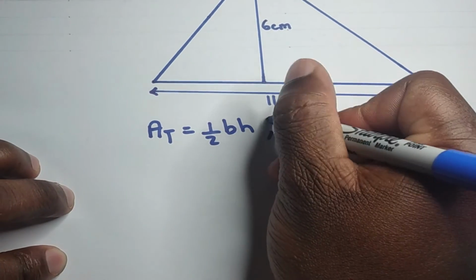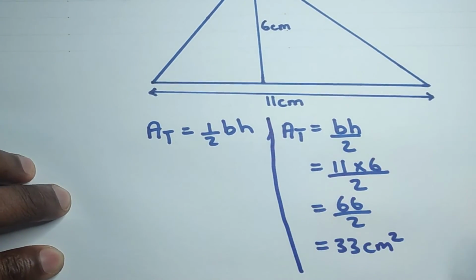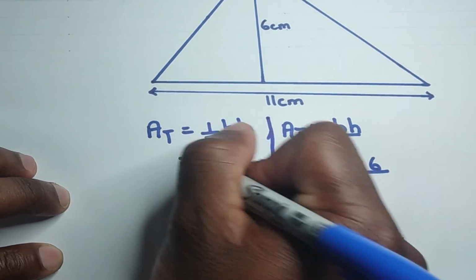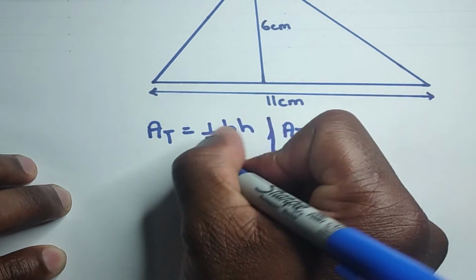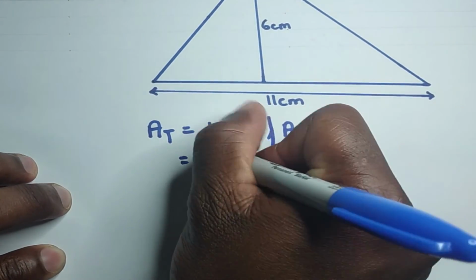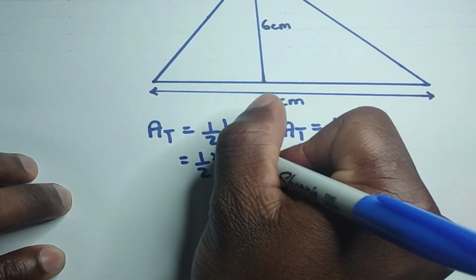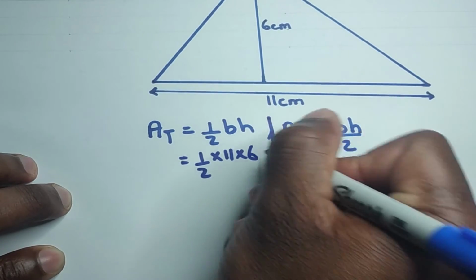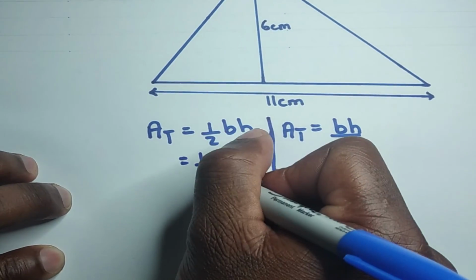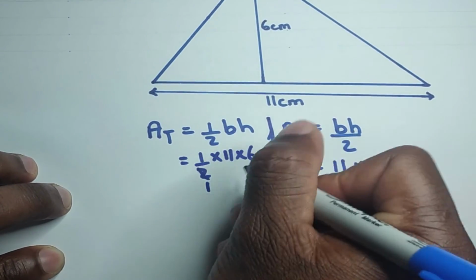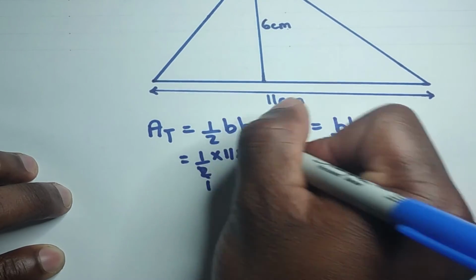And we could look at what will happen if we use the same formula over here. So you choose which way you want to do it. We could have half times the base, which is 11, times the height, which is 6. And we can say what? 2 into itself goes 1, 2 into 6 goes 3.